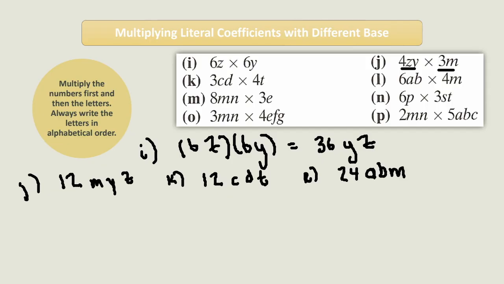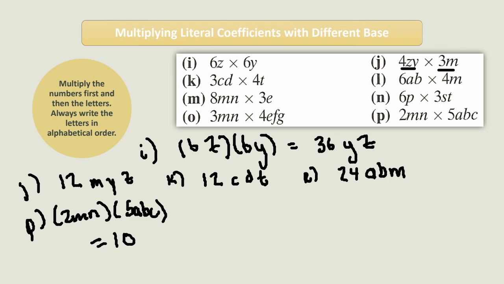Let's just pop down to example P. So we have 2MN times 5ABC. We're going to multiply the 5 times the 2, so that'll give me 10. And then we have an A, a B, a C, an M, and an N, so we're just writing them all side by side. We can remove the brackets, remove the multiplication signs, multiply those numbers as though they were just there on their own, and then combine the letters in alphabetical order.